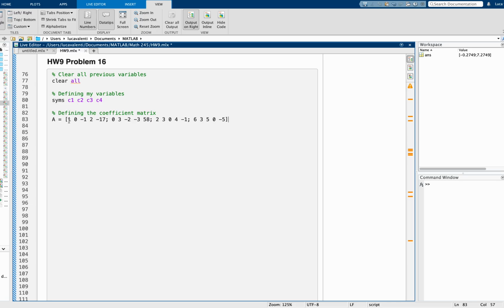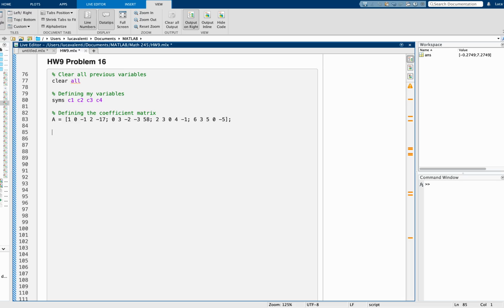So you write it like this, and this is the augmented matrix. Then you always want to check: 1, 0, -1, 2, -17. The first row is good. Let me look at the second row. There's a 0 in front of C1, a 3, a -2, and a -3. And the result is 58. Second row is good. Let's look at the third row. 2, 3, 0, 4. 2, 3, 0, 4. That's good. It should equal -1, which it does. And then 6, 3, 5, 0, -5. 6, 3, 5, 0, -5. Good. Now I put a semicolon because I don't want it to output when I execute.